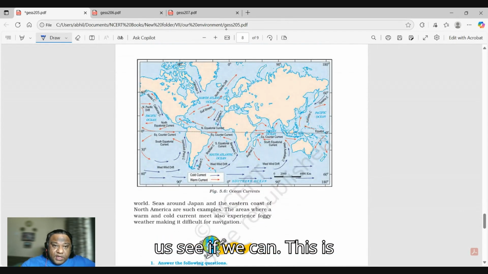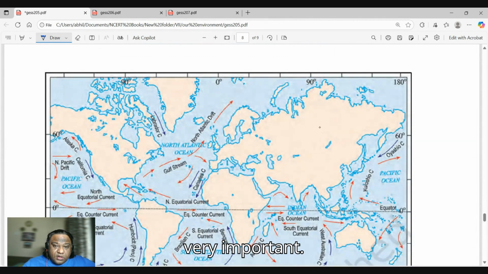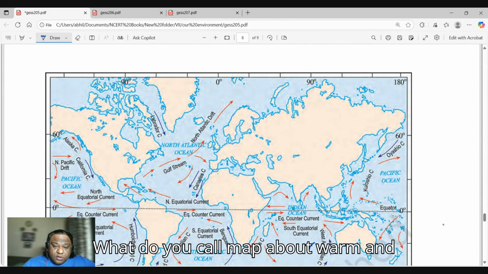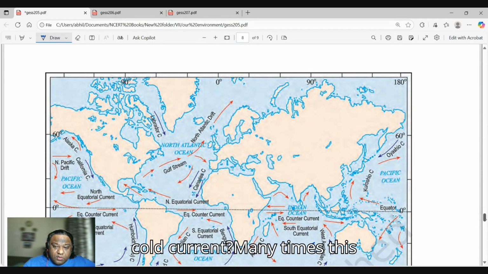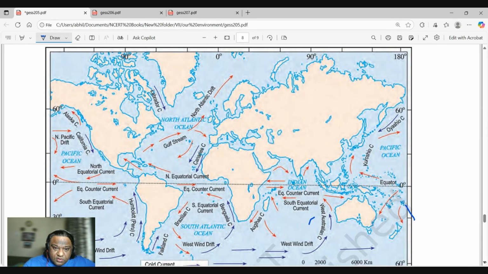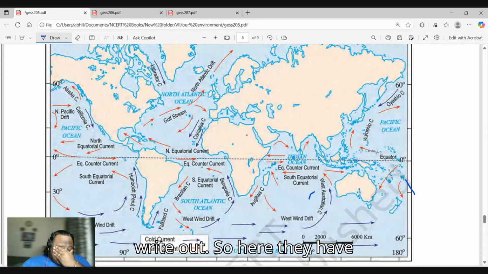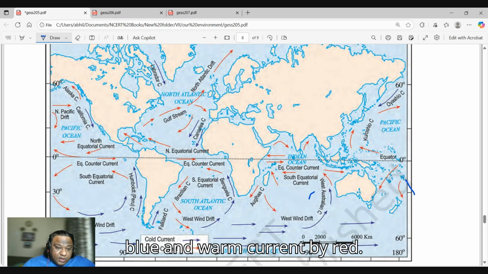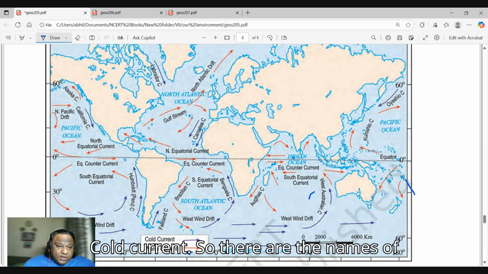So let us see. This is very important, the map about warm and cold currents. Many times this comes in GS also to write out. So here they have marked cold currents by blue and warm currents by red. This is the equator. From the equator to the pole comes the warm current, and from the pole to the equator comes the cold current. So these are the names of the currents.